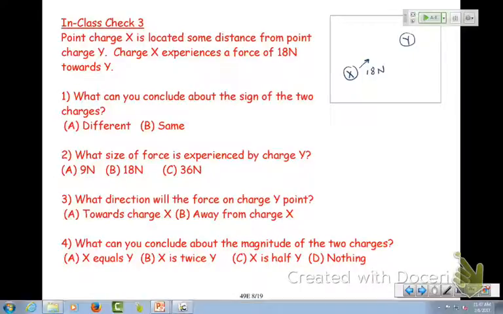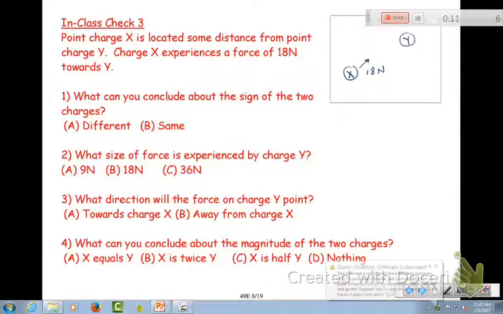Question 1, what can you conclude about the sign of the two charges? Click in. A is different, B is the same. I got 6 people. Come on. I got 8 people. Come on. 10 people. Come on. I'm going to end it now.